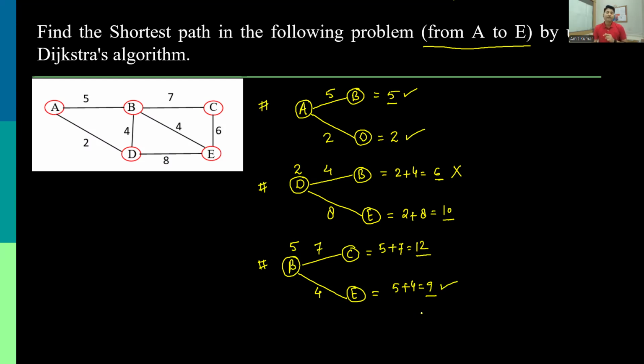In parallel, I will cross those E where the weight is more than 9. This gets crossed because we are selecting E with the weight of 9. Over here, this E has weight 10, so it gets crossed. The same-name vertices get crossed. It's not that all other vertices get crossed.